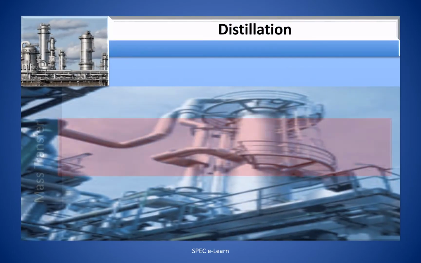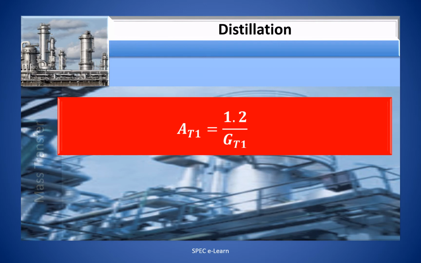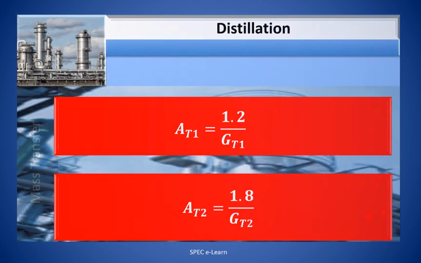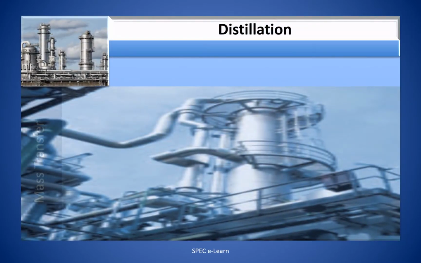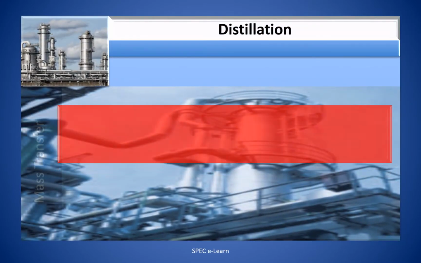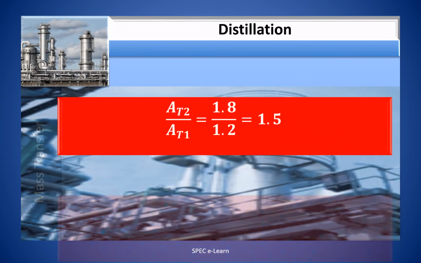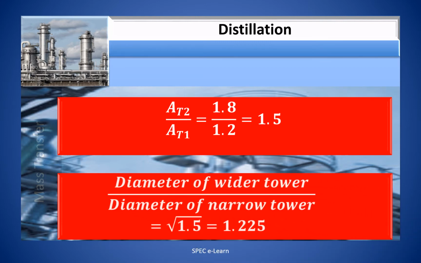The area of tower T1, AT1, equals 1.2 divided by GT1. The area of tower T2, AT2, equals 1.8 divided by GT2. The ratio of the two areas, AT2 to AT1, equals 1.8 divided by 1.2, which equals 1.5.